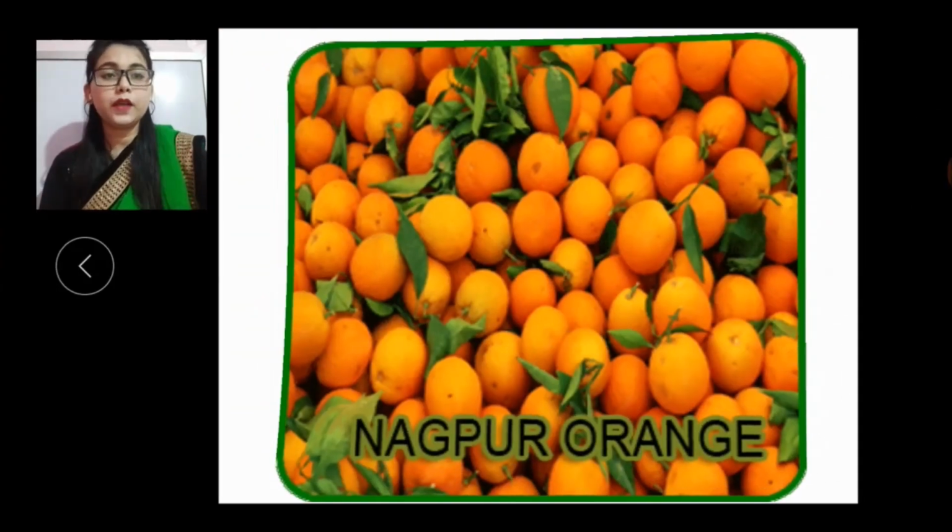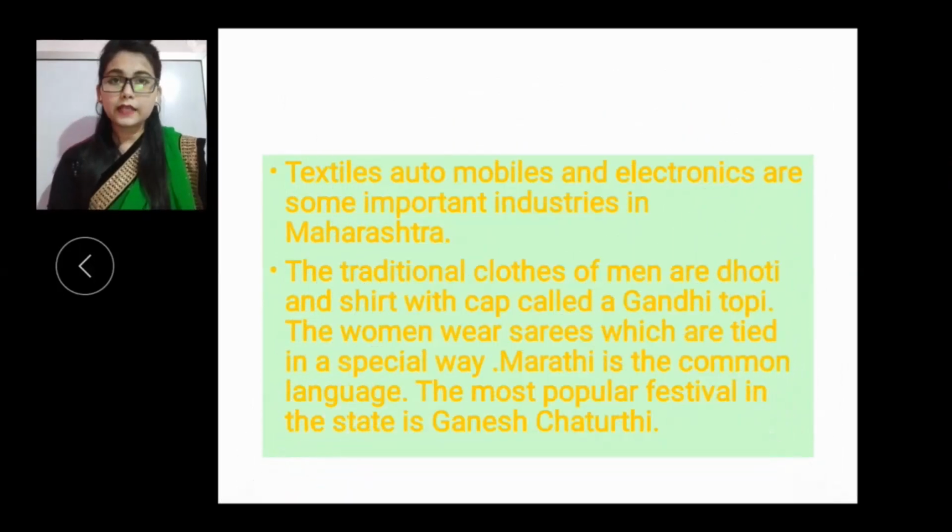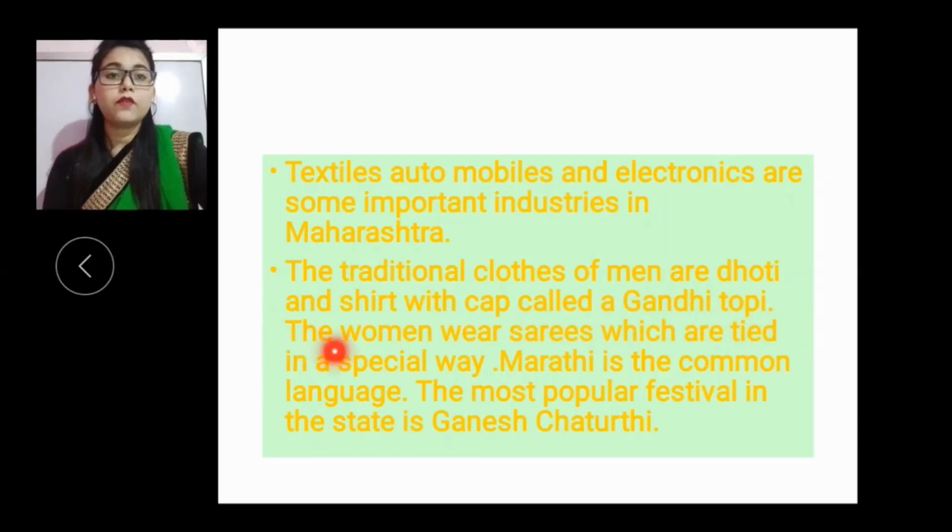Okay, the textiles, automobiles, electronics are some important industries in Maharashtra. The traditional clothes of men are dhoti and shirt with cap called a Gandhi topi. The women wear saris which are tied in a special way. Marathi is the common language. The most popular festival in the state is Ganesh Chaturthi.